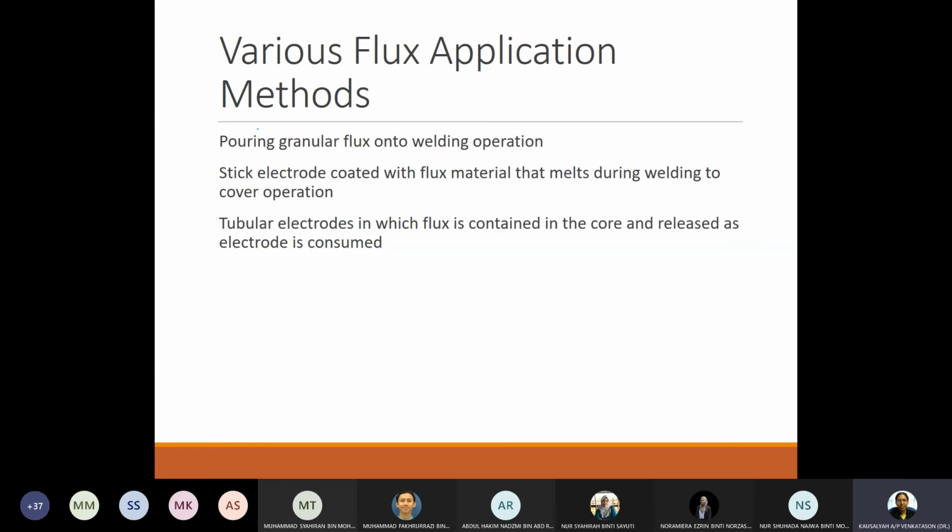So there are various flux application methods. You can pour granular flux onto the welding operation, as you will see in one of the welding processes later. Then you have the stick electrode coated with a flux metal. So if you have an electrode inside, it's coated outside with a flux metal that melts during the welding to cover the operation. So basically, it's like a coverage. And then you have tubular electrodes in which flux is contained in the core and released as the electrode is consumed.